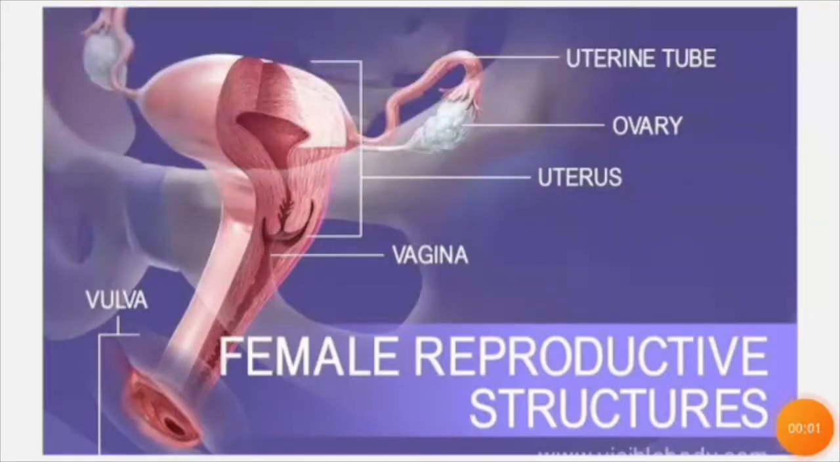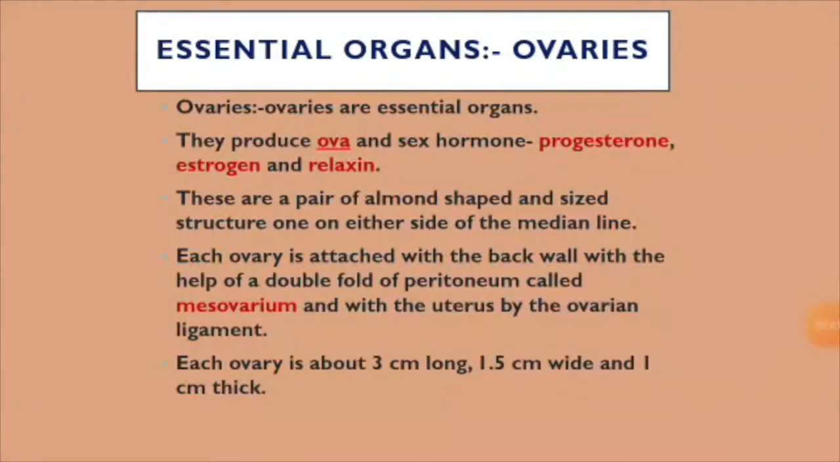In this picture, we can see female reproductive structures. Ovaries are essential organs. Uterine tube, uterus, vagina, vulva, they form the accessory structures. Starting with essential organs, ovaries. Ovaries are essential organs. They produce ova and sex hormones: progesterone, estrogen, and relaxin.